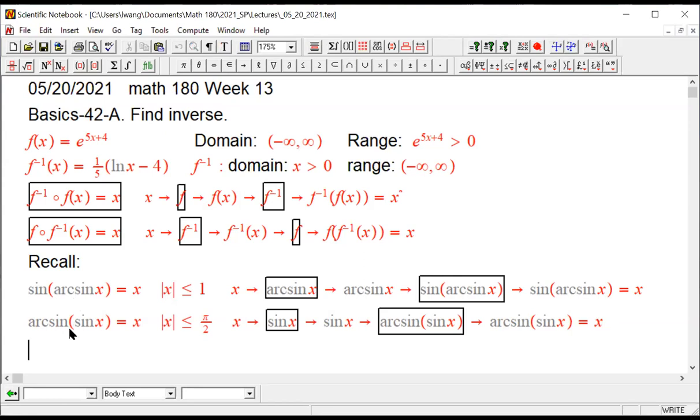The functions are inverse to each other because in this story, the function f, I call it arcsine, doesn't matter, has as its inverse sine with restrictions, which is the absolute value of x less than or equal to pi over 2.